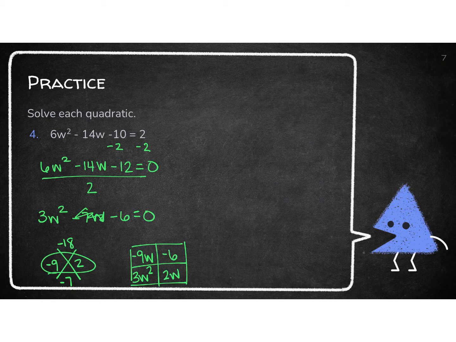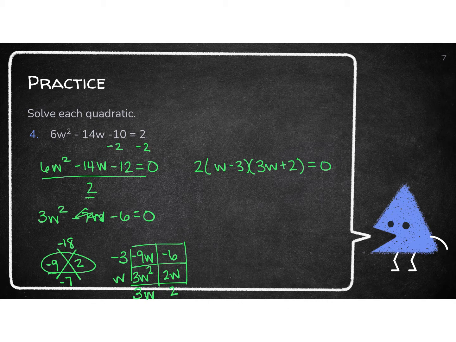So 3w squared and negative 9w both have a 3w in common. 2w and negative 6 both have a 2. 3w squared and 2w both have a w. Negative 9w and negative 6 both have a negative 3 in common. So I would rewrite this as 2, because you remember, don't forget your brother or sister that you brought to the mall. And then I would have w minus 3, 3w plus 2, set that equal to 0.